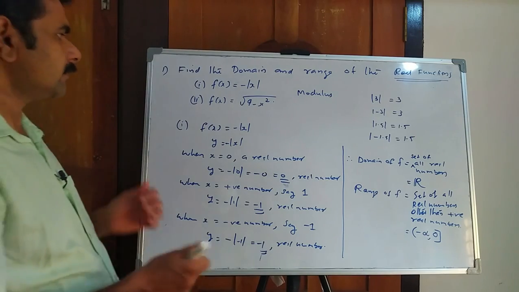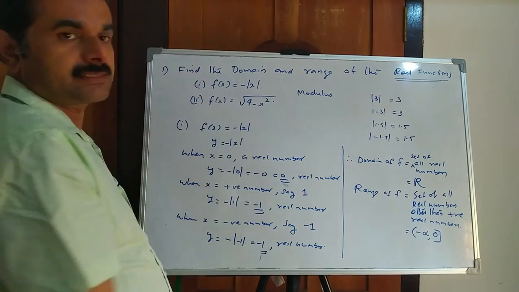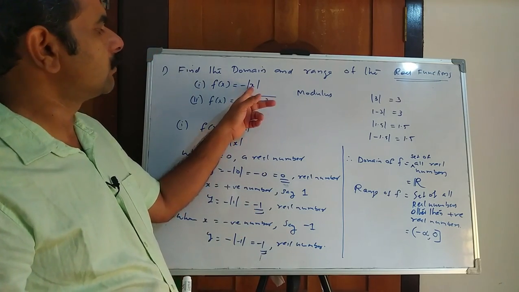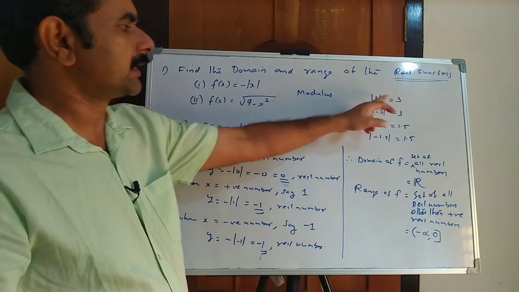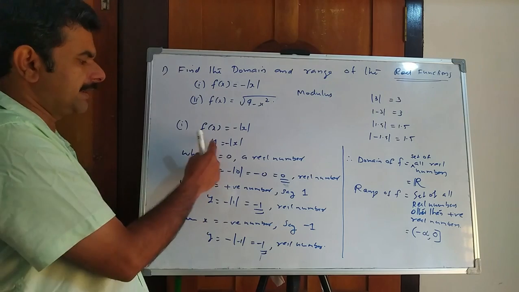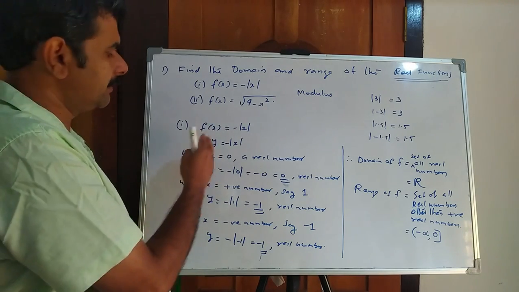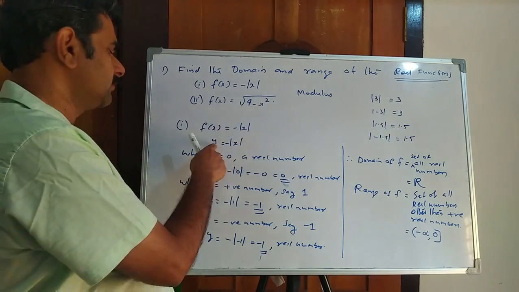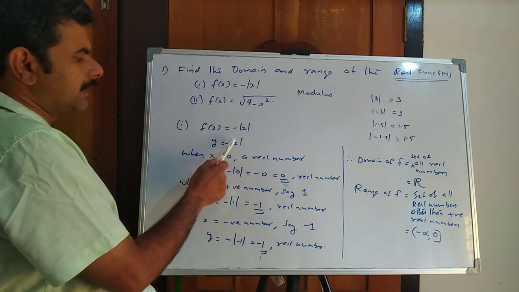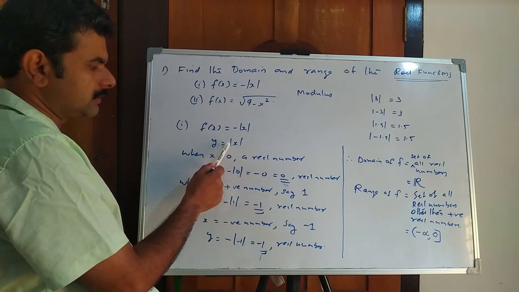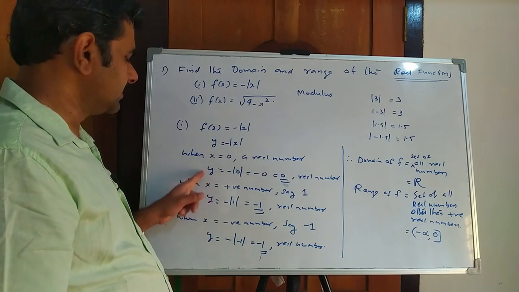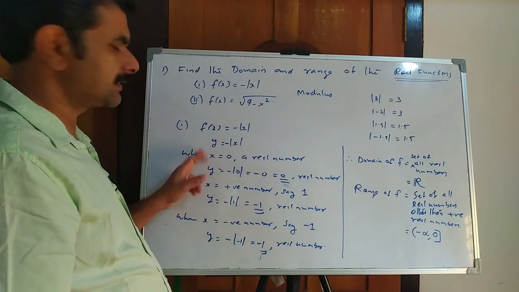Once again, here f of x is equal to minus modulus of x. Modulus means taking only positive values. Modulus of 3 is 3, and so on, these are examples. f of x equal to minus mod x. Another name for f of x is y, the image of x under the function f. y is equal to minus mod x. For example, when you take x equal to 0, then minus mod 0, mod 0 is 0, then minus 0 is 0. 0 is also a real number. This y corresponds to the range, and x corresponds to the domain.